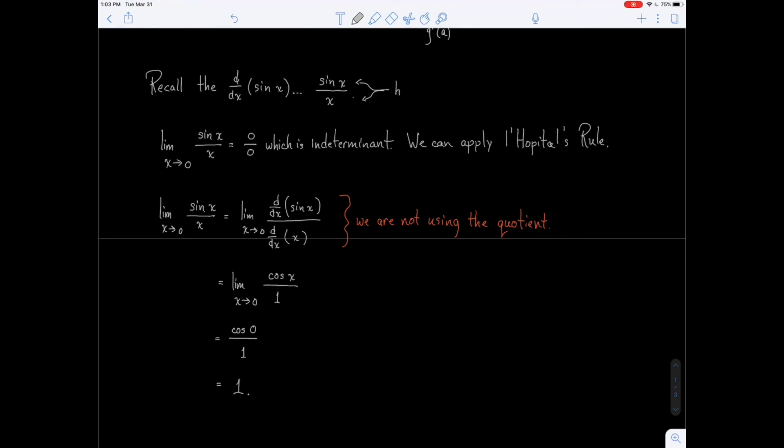Also, L'Hopital's rule applies to the indeterminate forms. There's a few of them. And you know what we'll do? We'll take a look at those different indeterminate forms in our next video.